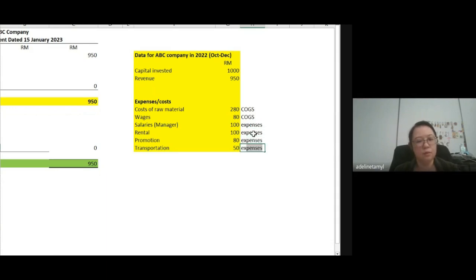Similarly, transportation ialah menghantar barangan kepada pengguna, katakan. You send the products to the consumer. So this is not preparing the product for sale. This is after sale, you send the things to the consumer. So this should be under expenses. Nampak tu? So after we figure this out, right?